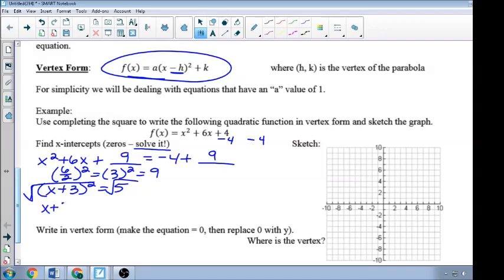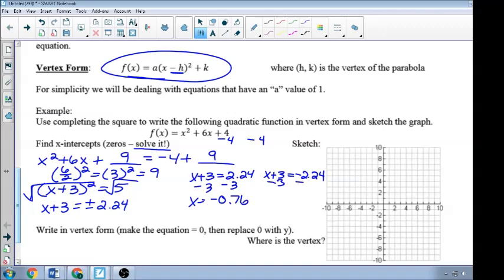So it'll be x plus 3 equals plus or minus 2.24, which is the square root of 5. So then I have x plus 3 equals 2.24, and x plus 3 equals negative 2.24. Subtract the 3, x equals negative 0.76. Subtract the 3 from both sides, x equals negative 5.24.